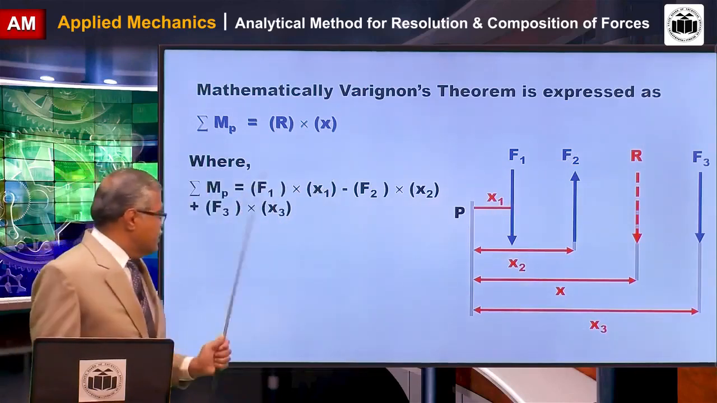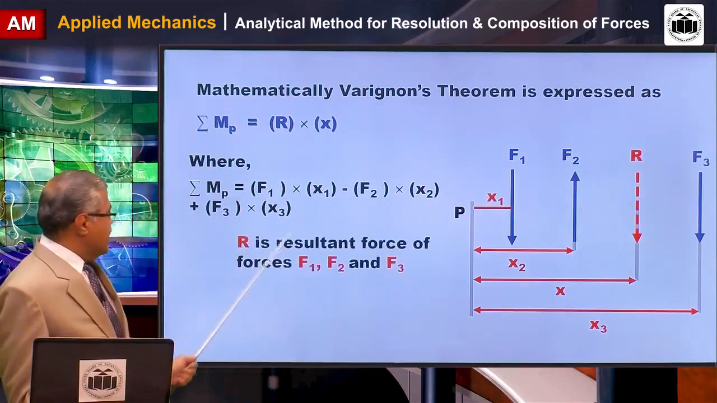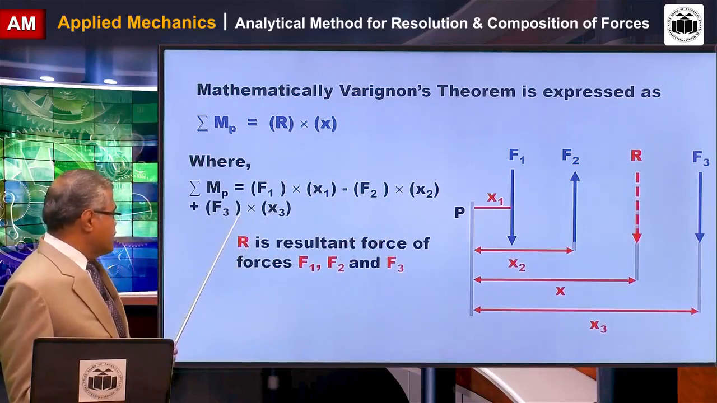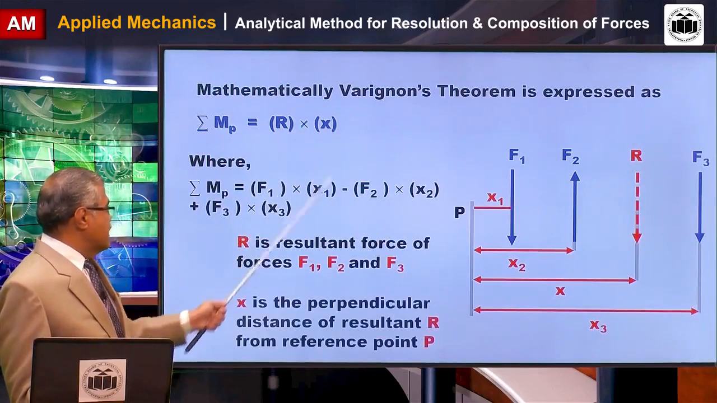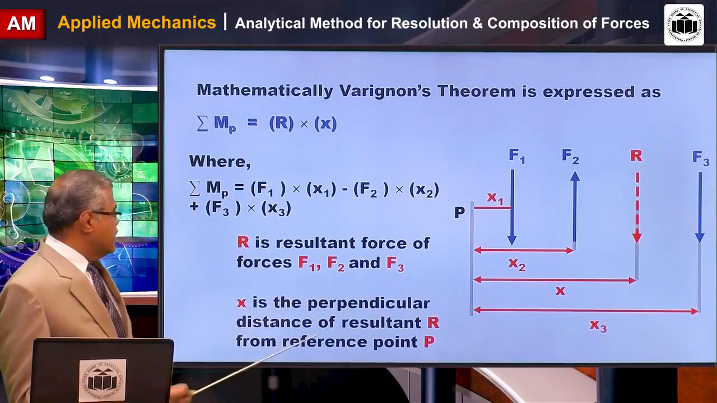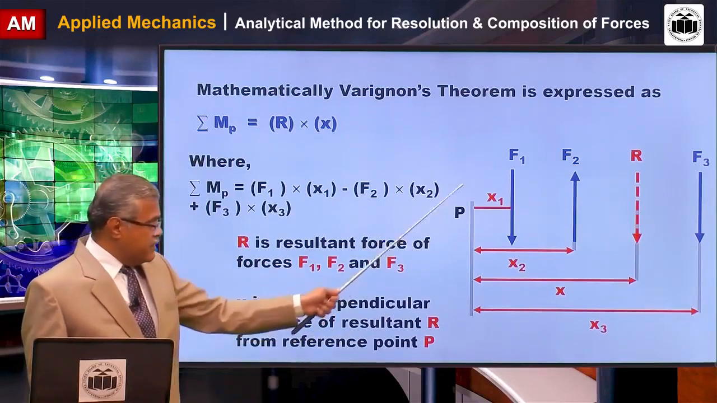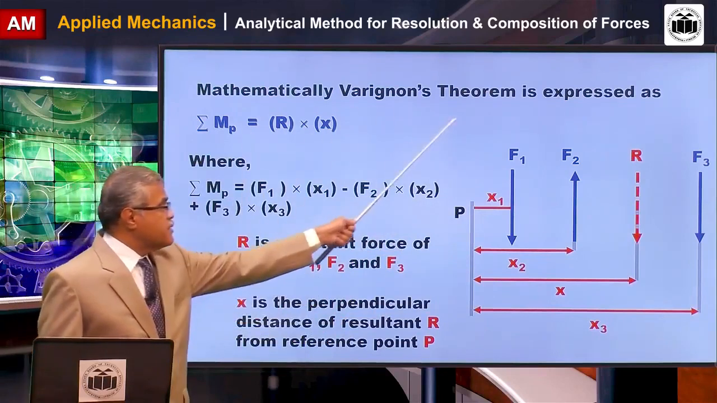Then R is the resultant of F1, F2, F3. We substitute this value in the equation and get the answer for x, which is the perpendicular distance of resultant R from the reference point P. In this fashion the resultant force can be located by the use of Varignon's theorem.